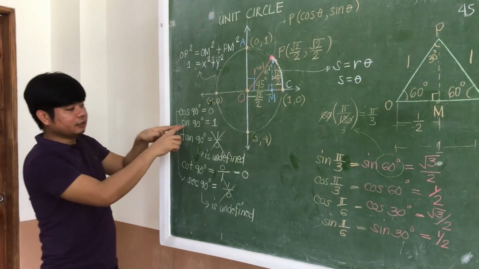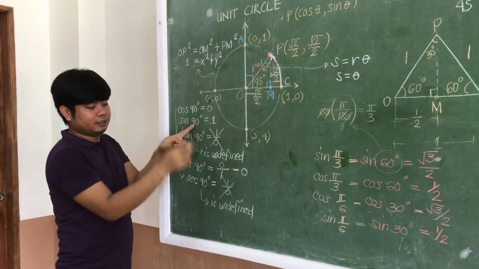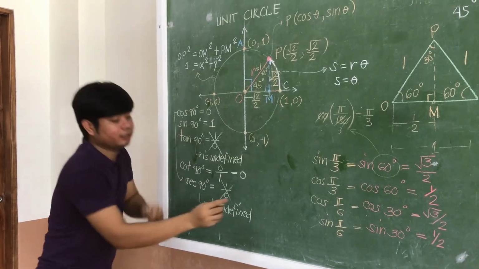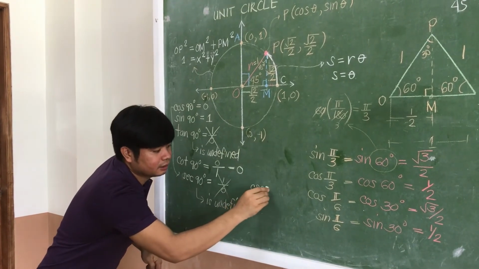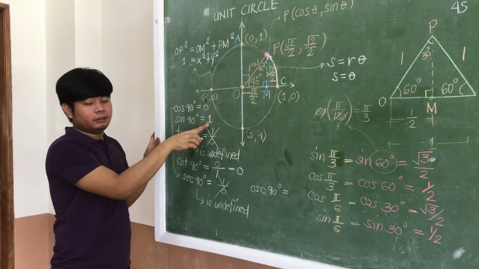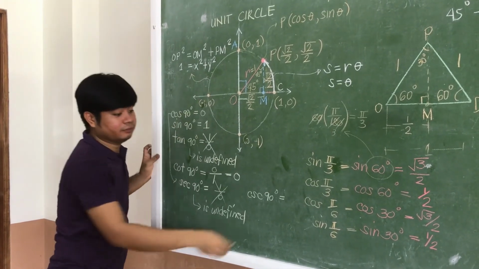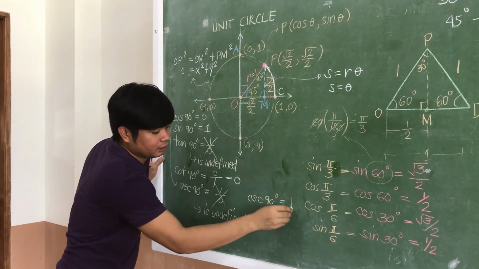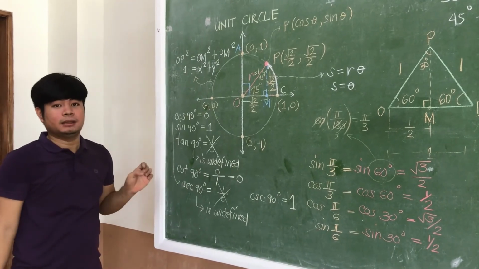What about the reciprocal of sine 90 degrees? The reciprocal of sine 90 degrees is cosecant 90 degrees. The reciprocal of 1 is 1 itself, right? So cosecant 90 degrees is 1.